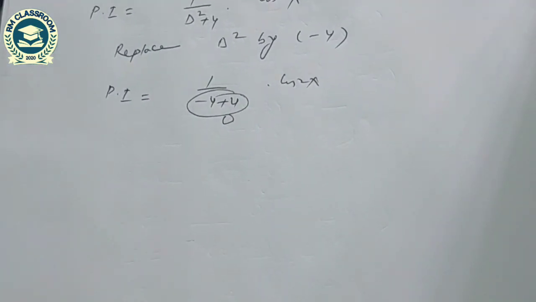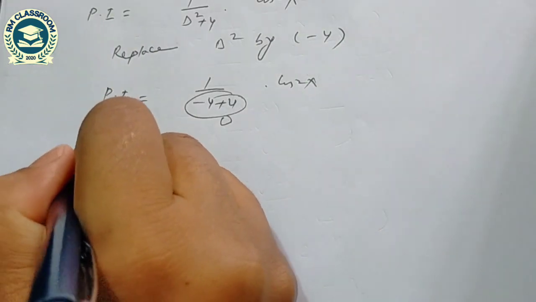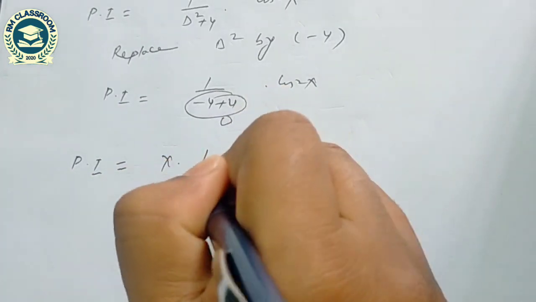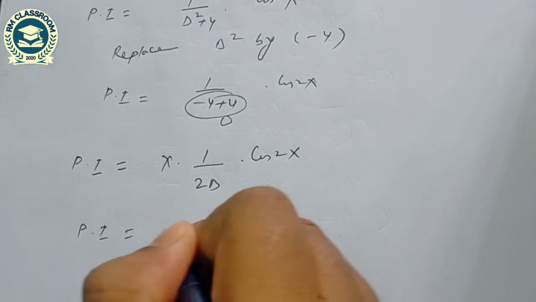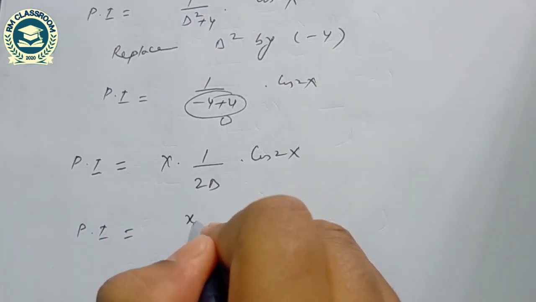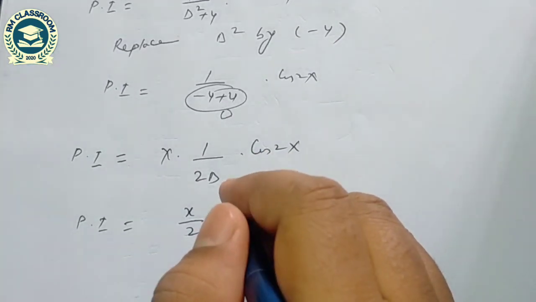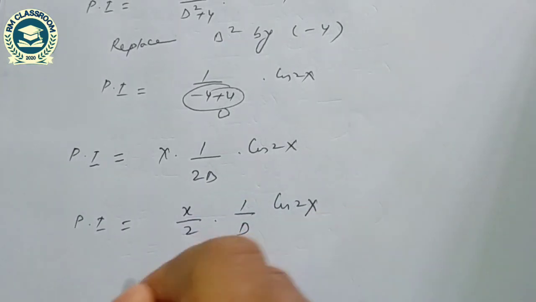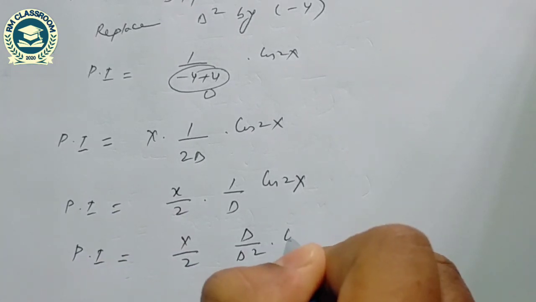So the same thing you have to apply, whatever we have done in the exponential function. Differentiate. So the particular integral is equal to x into 1 by f dash D, so 2D into cos 2x. So the particular integral is x by 2 into 1 by D into cos 2x, or we can write x by 2 D by D square into cos 2x.